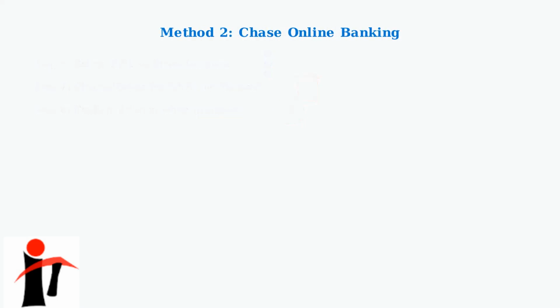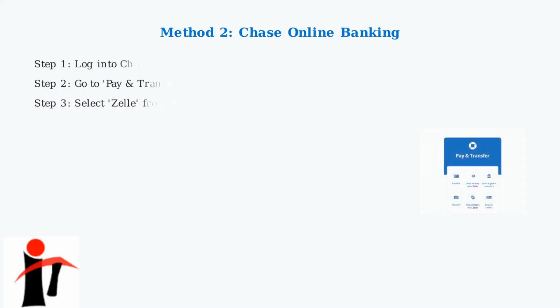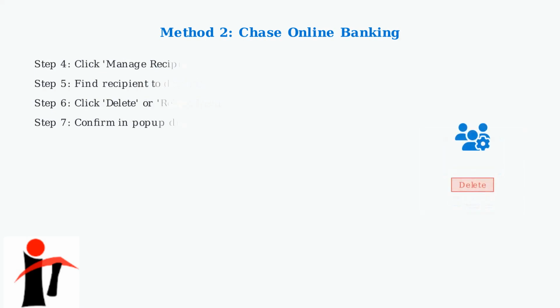The second method involves using Chase online banking through your web browser. This method offers similar functionality with a desktop-friendly interface. Start by logging into your Chase account at chase.com using your secure credentials. Then navigate to the Pay and Transfer tab and select Zelle from the drop-down menu options. Look for the Manage Recipients option to access your saved contacts. Find the recipient you want to remove, then click the Delete or Remove button next to their name. Finally, confirm the action in the pop-up dialog that appears.